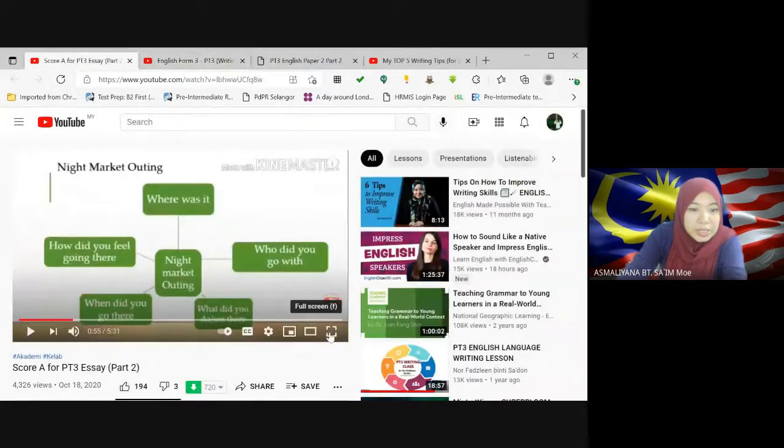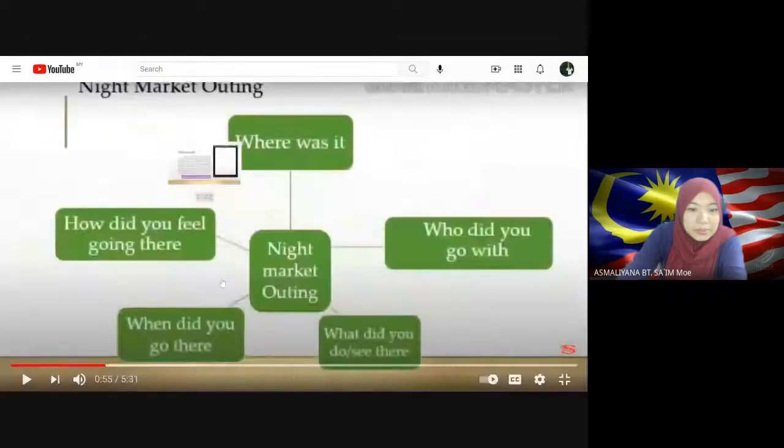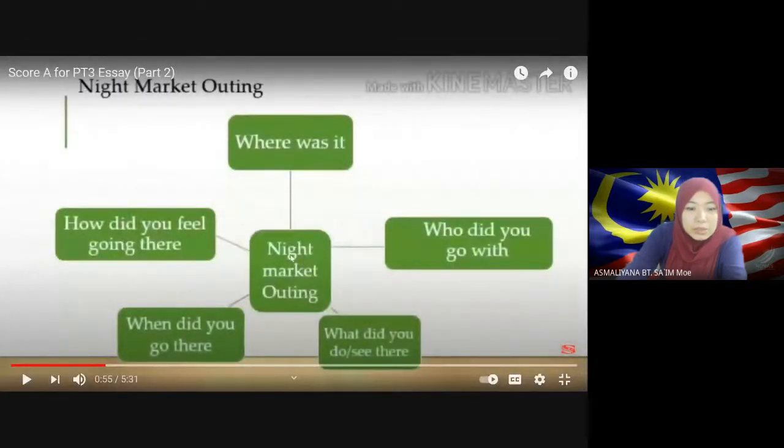Okay, this is another example. Okay, where was it? How do you feel? This is more to questions. Night market outing. So in the introduction, you can talk about the night market. Where is it? Why do people like to go there? You know, the benefits of going to the night market. Okay, so you can write this one. Where, who, what, when, and how. Okay, and then you can also combine.